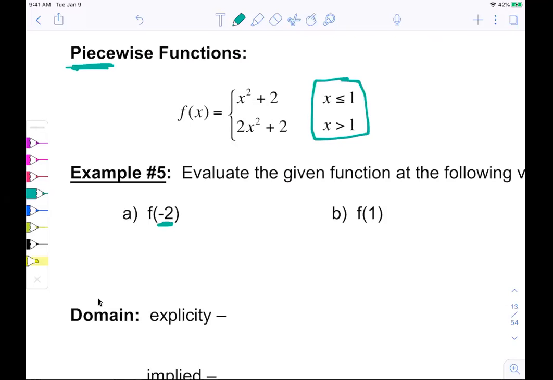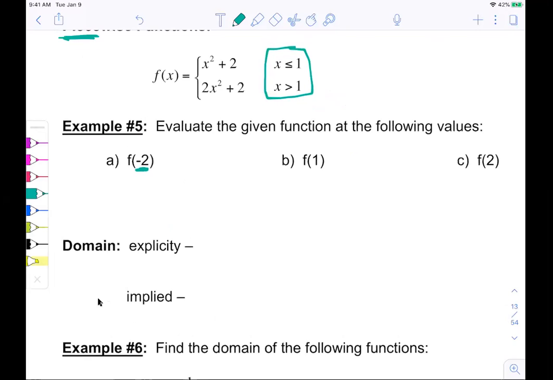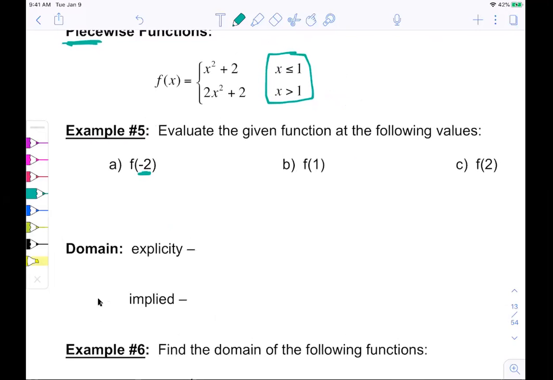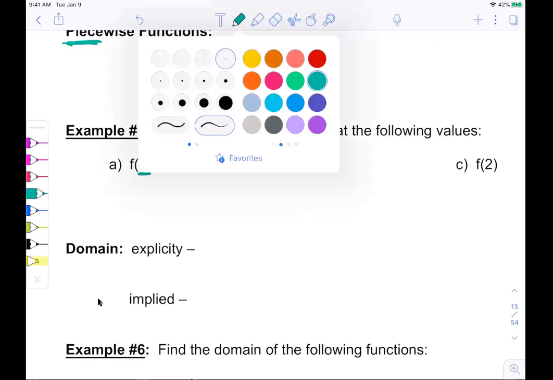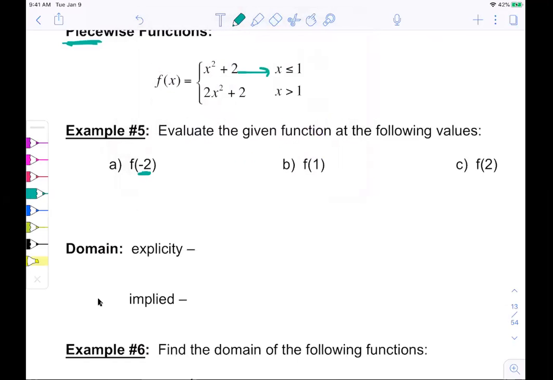So my piecewise function says f of x is equal to x squared plus 2. That's one piece. My second piece is 2x squared plus 2. Next to it is a condition. And the condition for the first equation is when x is less than or equal to 1. So I would choose that piece for all of the values where x is less than or equal to 1. My second piece works when x is greater than 1. So again, I have to look at x and decide which piece am I using based off of the x value that they're giving you in the question or in the problem.